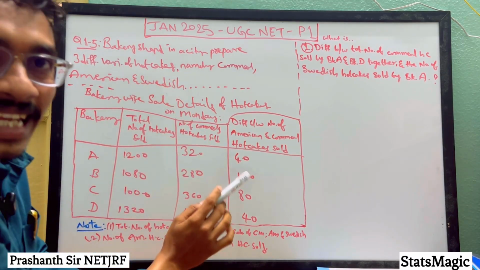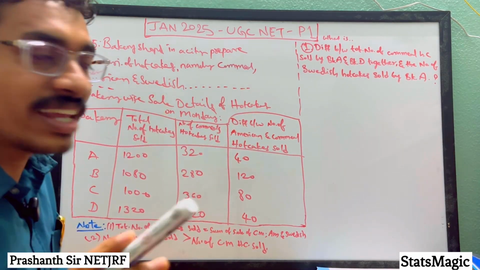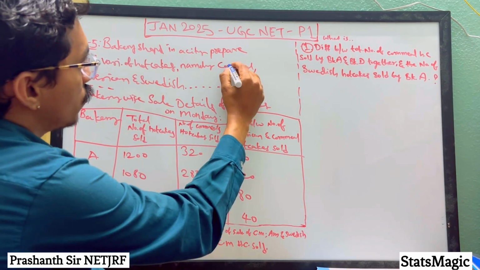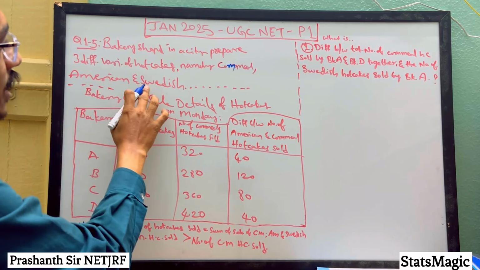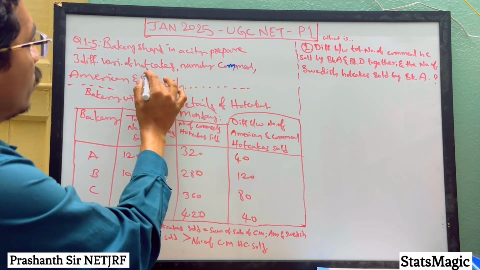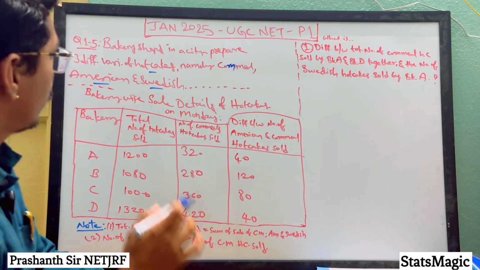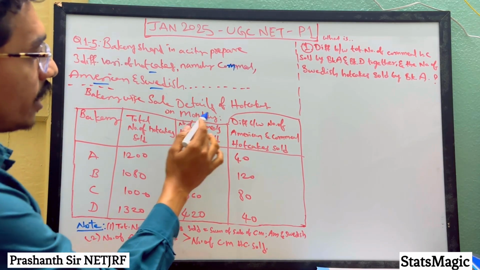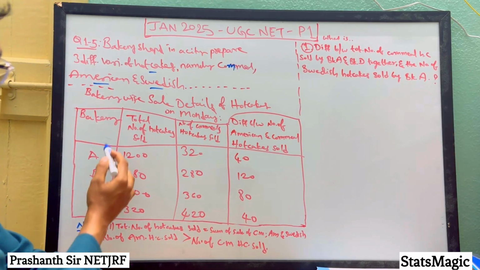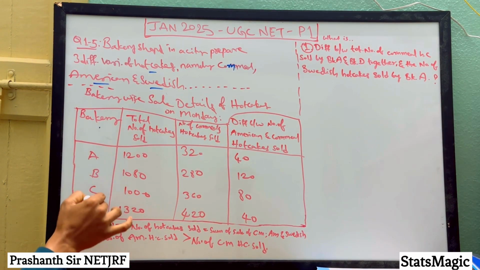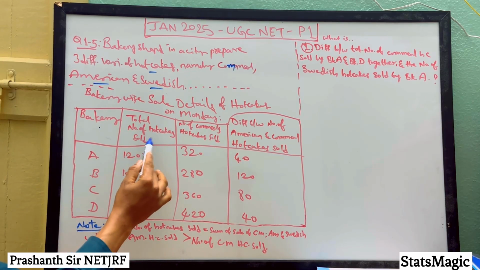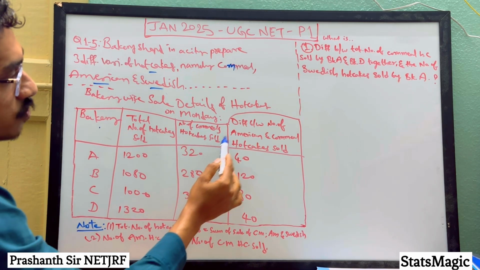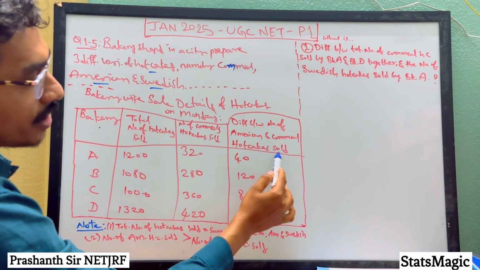Bakery shops in a city prepare 3 different varieties of hot cakes, namely cornmeal, American, and Swedish. So cornmeal hot cake, American hot cake, and Swedish hot cake. Here they have given bakery-wise details of hot cakes on the day of Monday. These are the sales. Here we have the first column, bakery: A, B, C, D. 4 bakeries are there. Total number of hot cakes sold, number of cornmeal hot cakes sold, and difference between number of American and cornmeal hot cakes sold.